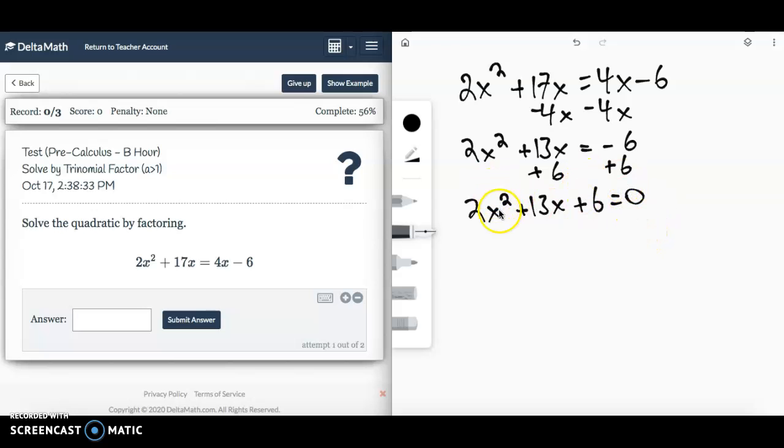Okay, so now there's no GCF I can pull out. And this is a quadratic where your leading coefficient is greater than 1, right? There isn't just a 1x squared here. I actually have an a value that I have to deal with.